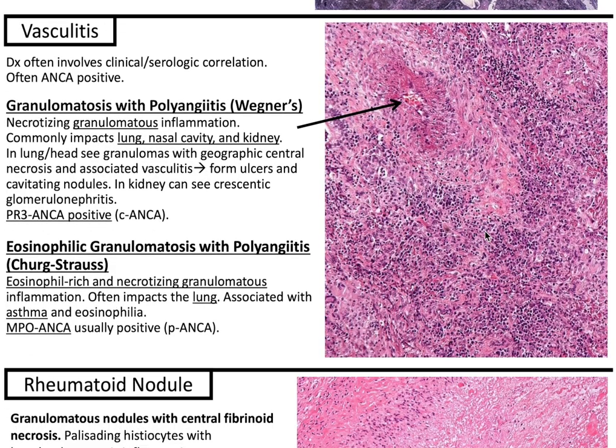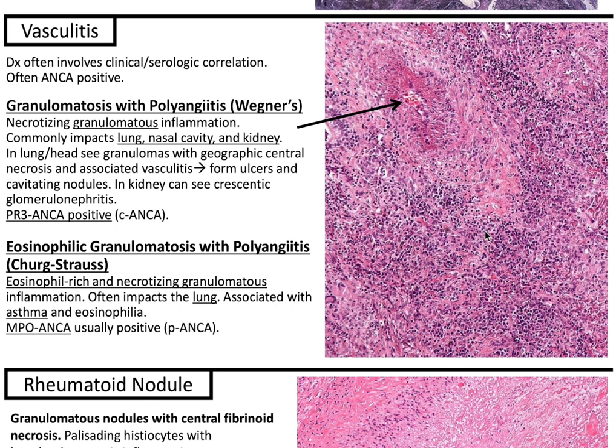Vasculitis. The diagnosis often involves clinical and serologic correlation, often ANCA positive, granulomatosis with polyangiitis, formerly known as Wegener's. It is a necrotizing granulomatous inflammation, and it commonly impacts the lung, nasal cavity, and kidney.